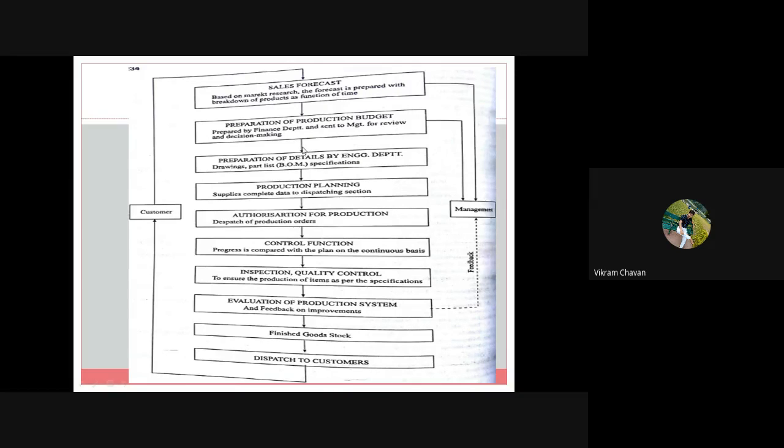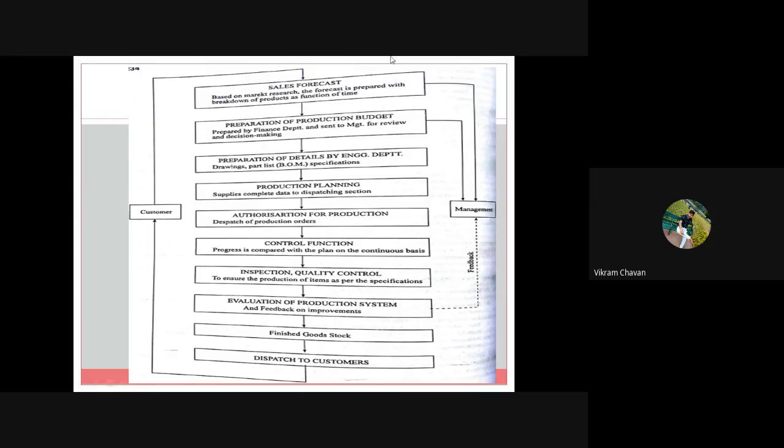So getting to what is meant by production procedure: the first step is the production procedure. It is also called the production cycle. This production cycle starts with the customer and ends with the customer. So the starting point is getting the requirement of the customer.